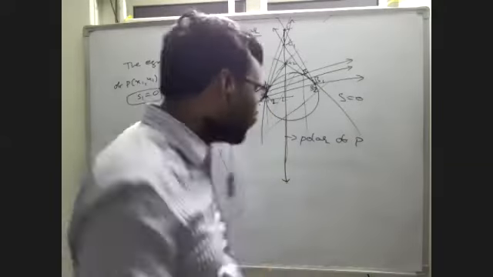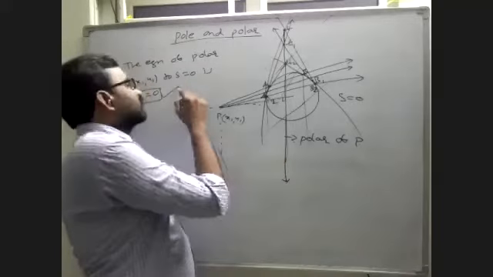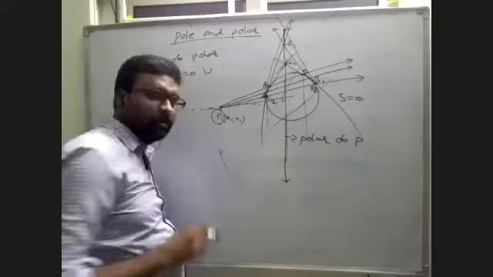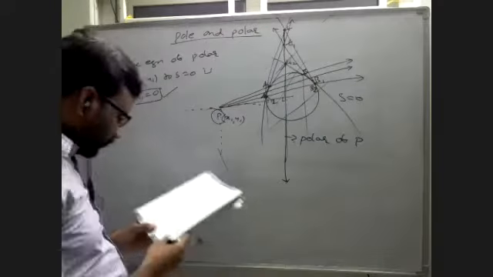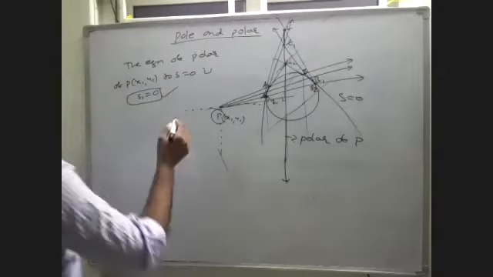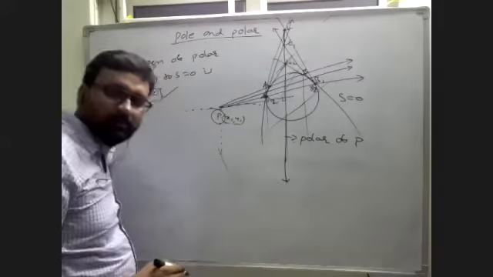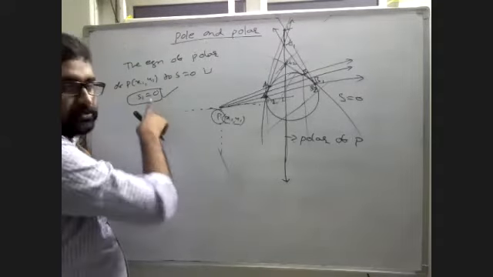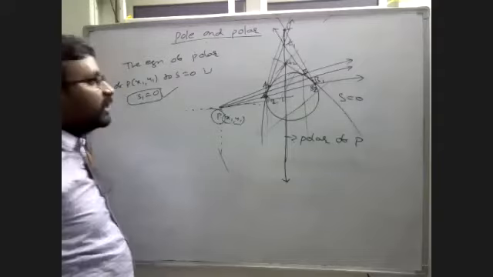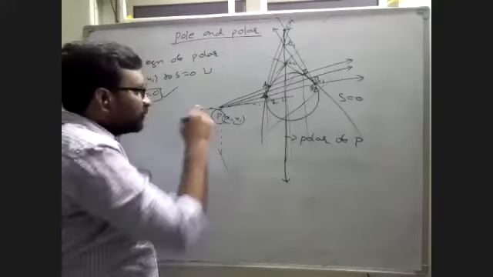Next, I gave you the equation of the polar, that is S1 equal to 0. What about the pole? How will we find the pole? Next we have the pole of the line. If given x1, y1 and a circle, we can find the polar by using S1 equal to 0. If given the polar and the circle, how will you find the pole?